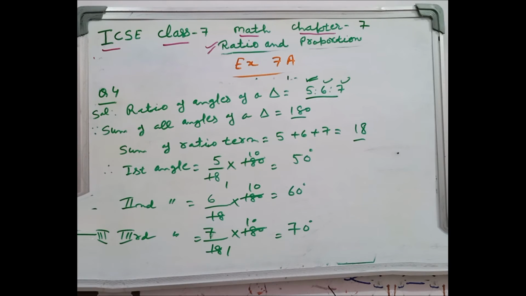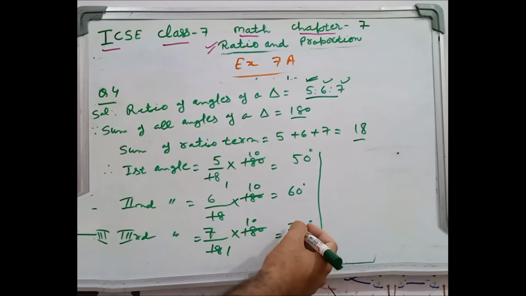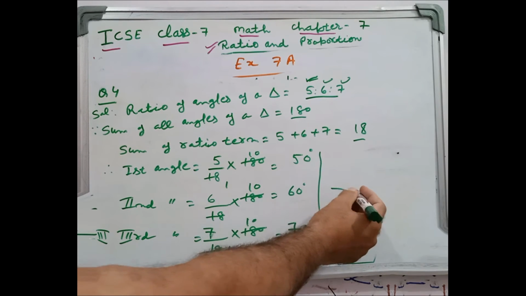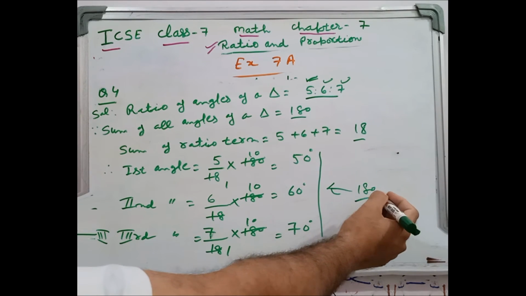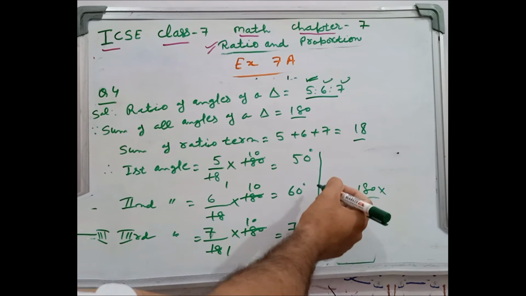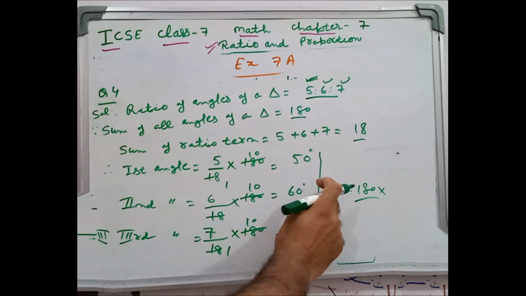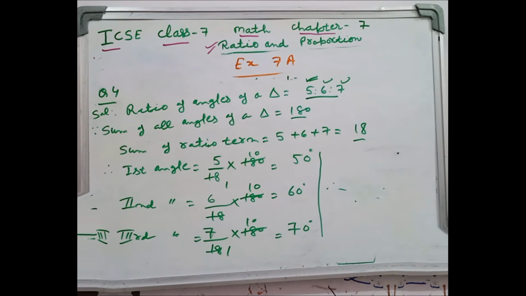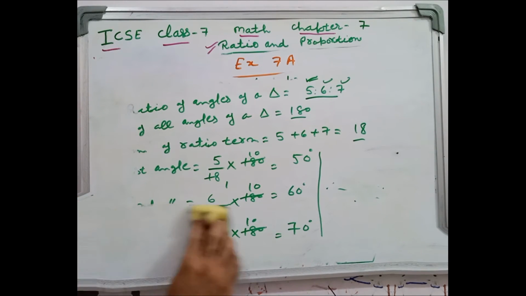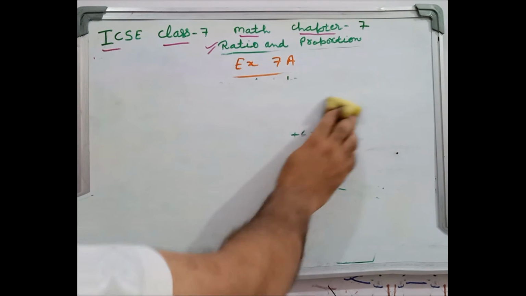If we find the sum of these three angles, it would be 180: 7 plus 6, 13, plus 5, 18, that is 180. No need to write this one, but this is for your understanding. We have found the sum of all angles of a triangle. Right, students? Now we will move on to question number 5.